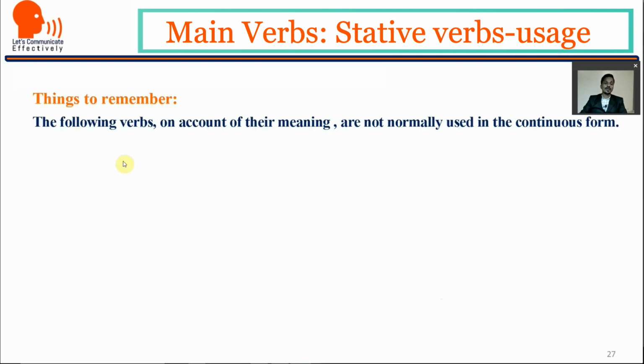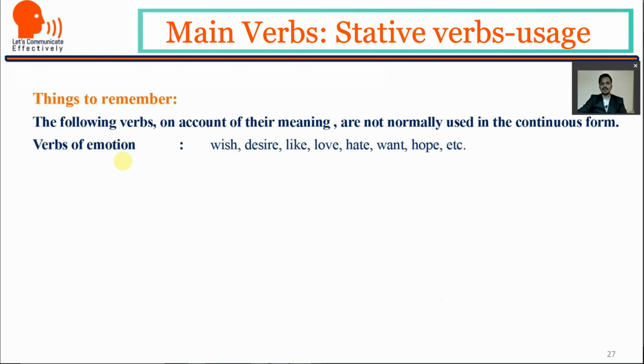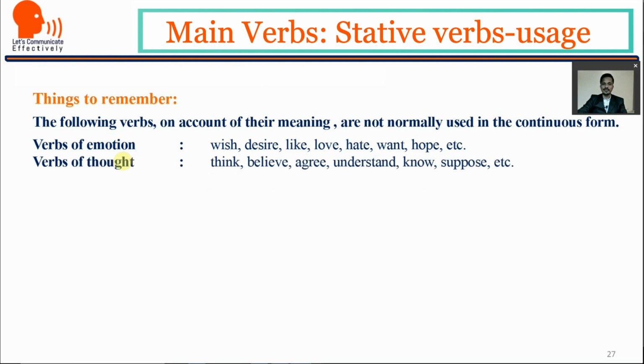Things to remember here: the following verbs, on account of their meaning, are not normally used in the continuous form. The verbs of emotion like wish, desire, like, love, hate, want, hope, etc. What type of verbs are they? Stative verbs, right? So stative verbs, which describe a state, we are not supposed to use in continuous tense. Then verbs of thought: think, believe, agree, understand, know, suppose, etc. We should not say I'm wishing, I'm desiring, I'm liking, I'm thinking, I'm believing, I'm agreeing, I'm understanding, I'm knowing, I'm supposing. No. Or even in past, I was supposing, I was wishing, I was desiring. No.